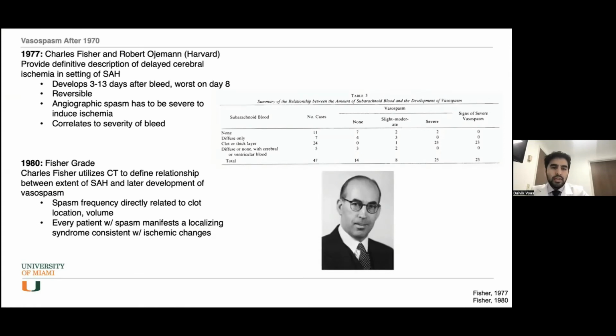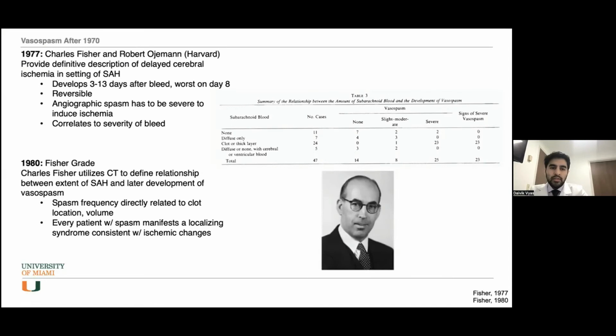He also notes the idea that there might be a disconnect between what is angiographic vasospasm versus what is clinical vasospasm, and states that angiographic spasm has to be severe enough to induce ischemia. And he starts correlating this to the severity of a bleed. In 1980, this later observation is published, and he begins developing what we now know as the Fisher grade.